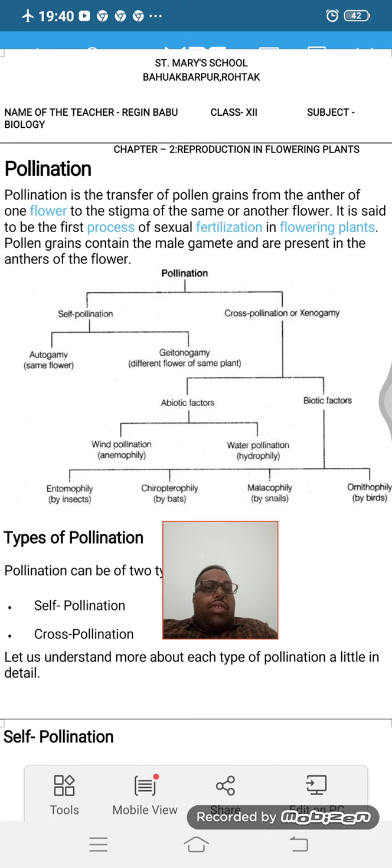And you know there are different types of pollination: self pollination and cross pollination. If you see the flow chart, you can understand that there are two types of pollination. One is known as self pollination, which means pollination takes place by itself, and the other is cross pollination, which is also called xenogamy. Cross pollination is determined by biotic and abiotic factors, that is wind, animals, birds, etc.